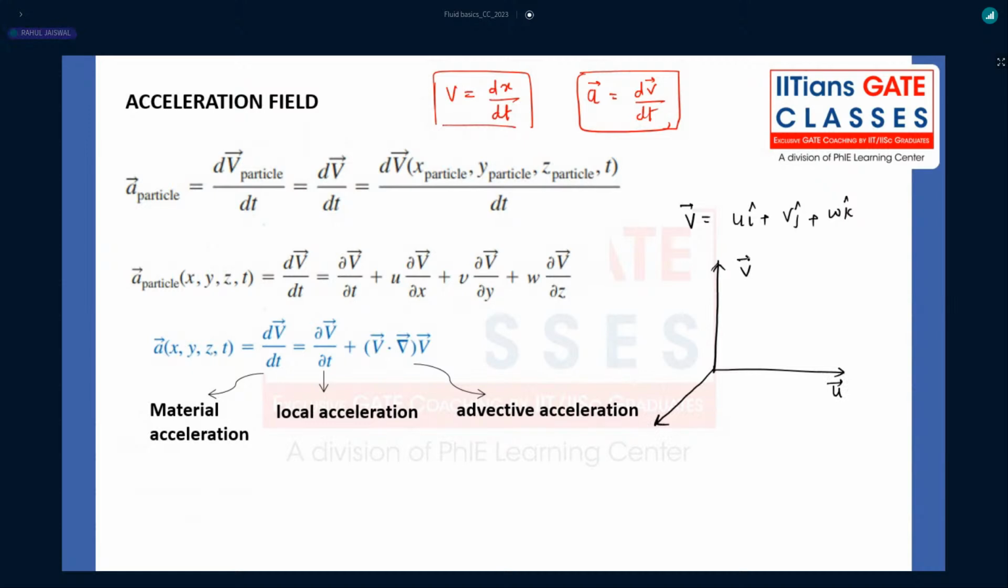u, v, omega, right? These are the velocity components in the x direction, the y direction, and the z direction. Do not confuse: this is the complete vector, and this is a small v. You can just represent it as small v, right? Make a note of it.